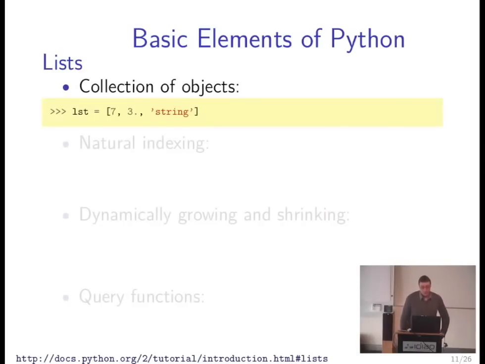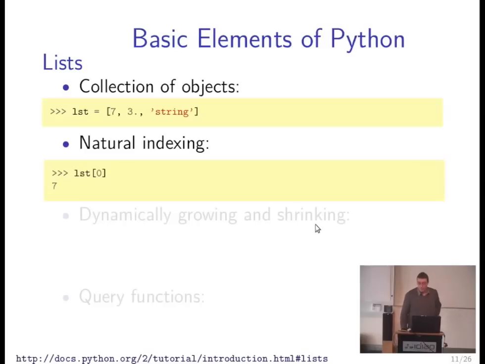The next basic element of Python, which you will see throughout when you work with Python, is a list. A list is just a loose collection of objects. A list is indicated by square brackets, and you can put in any object that you like. Here, for example, I put an integer 7, a float 3, a string, but you can also put in some objects, some functions, some classes, whatever you like.